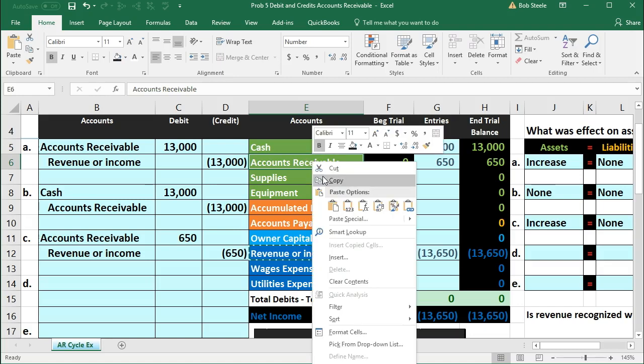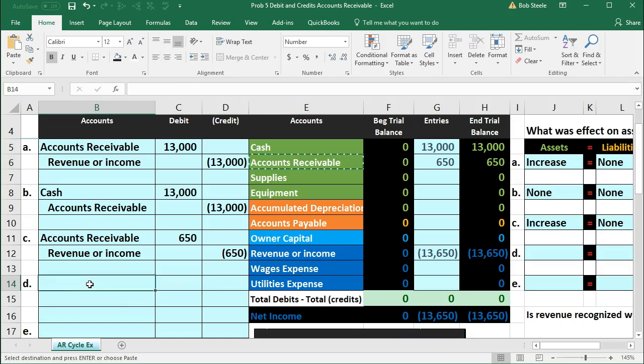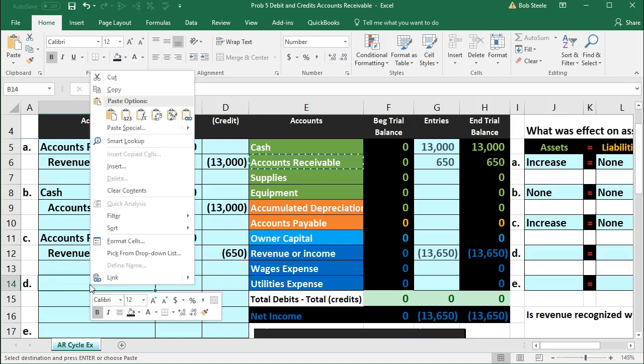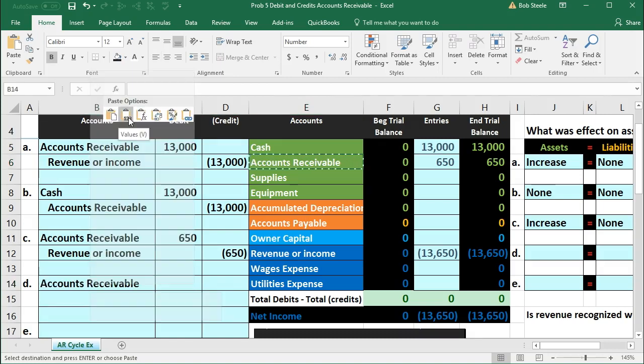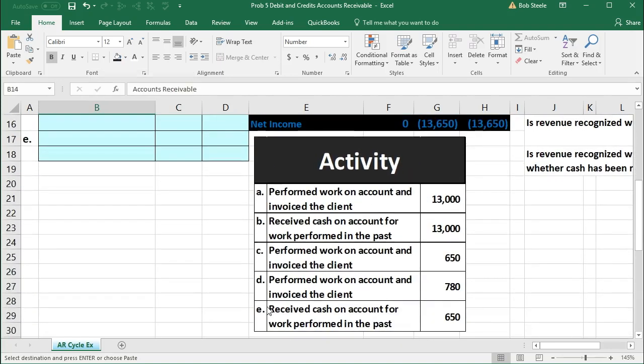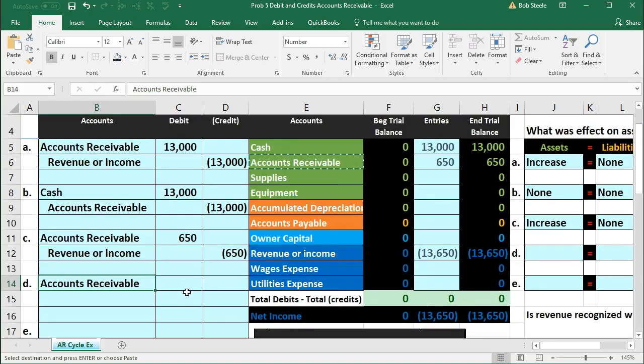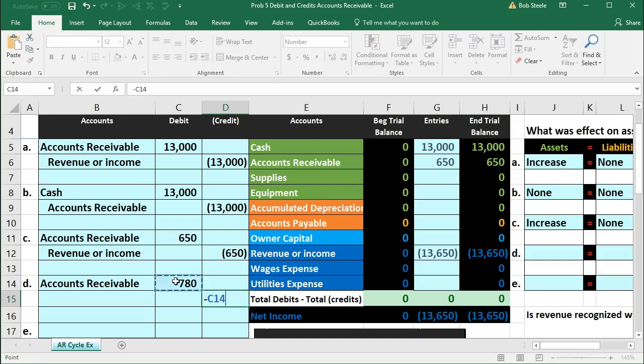So I'm going to copy the receivable. We're going to put that in B14, right click and paste 123. We'll then enter the dollar amount, that dollar amount of 780. So it's going to be 780. I'm going to credit 780 as well, so we have an equal number of debits and credits. I'm going to do that with a formula by saying negative and point to that 780 and enter.